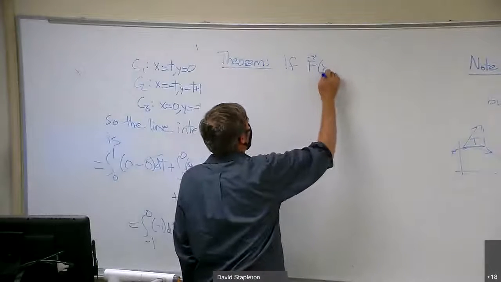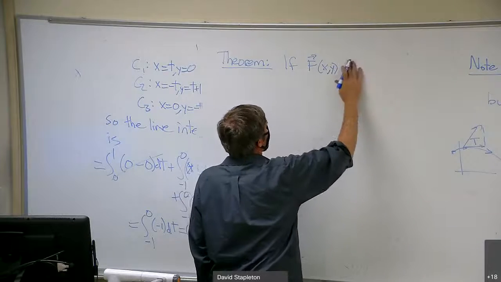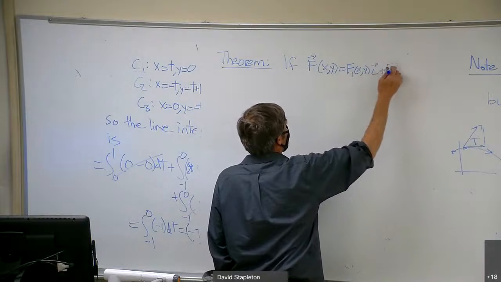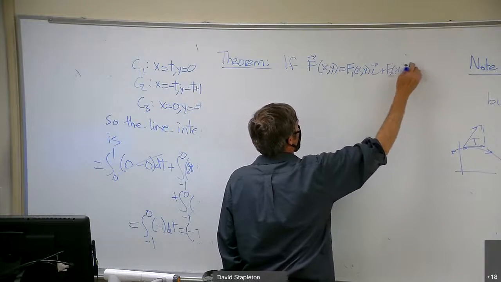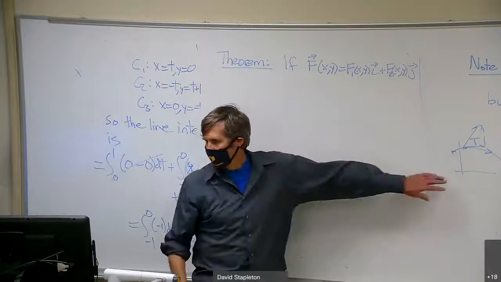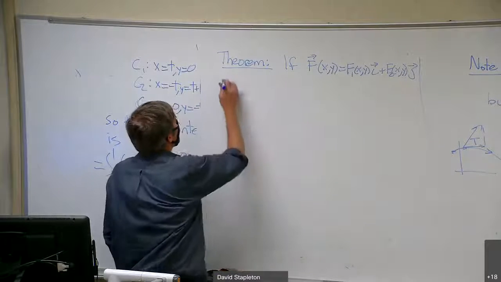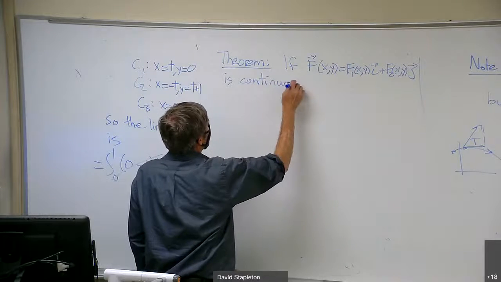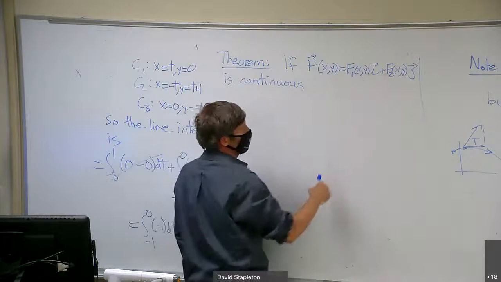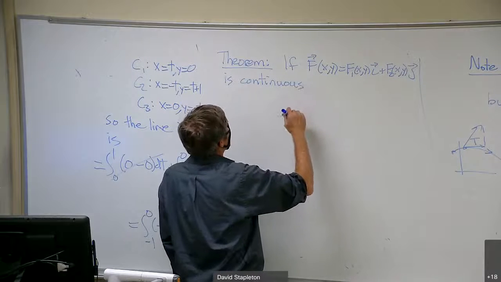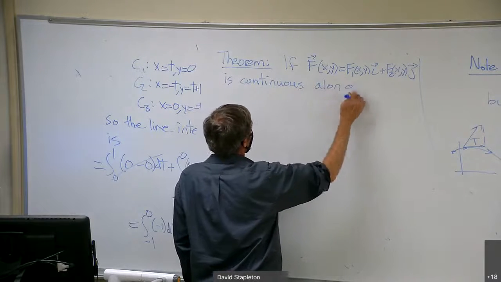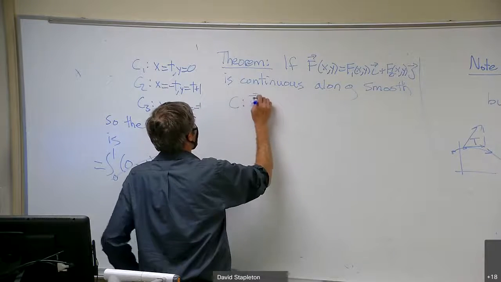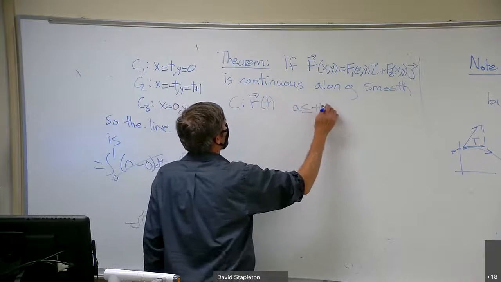If f of x, y is a continuous vector field, maybe it's f1 of x, y i plus f2 of x, y j, is continuous. That is, f1 and f2 are continuous. The book might use little f and little g instead of f1 and f2. It's continuous along a smooth curve C, given parametrically by a vector valued function R of t, t going from a to b.